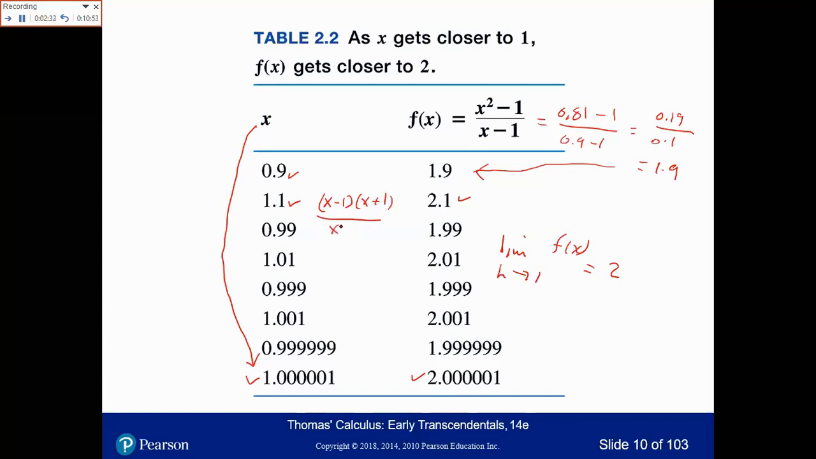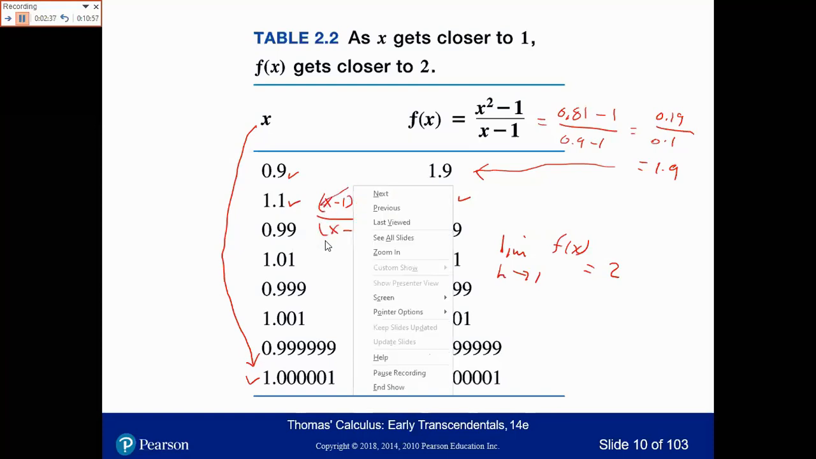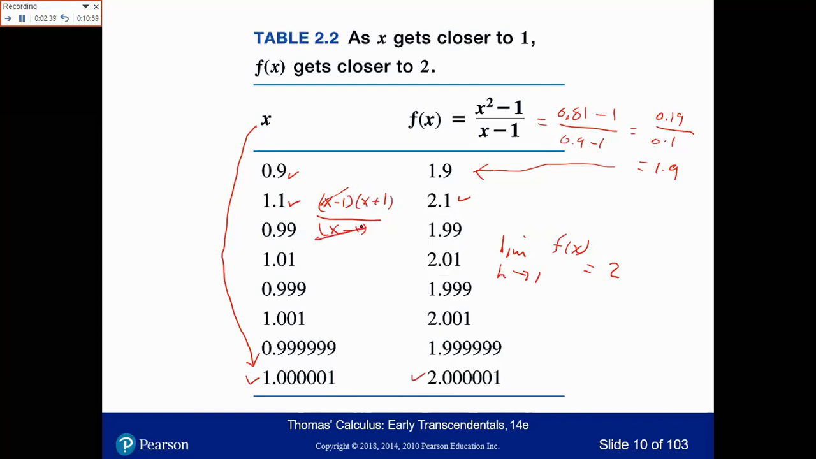X minus 1. This one. Correct? So I can just go ahead and delete x minus 1 with what? X minus 1, right? Since I got rid of the x minus 1, I can now plug x equal to 1. Before I cannot plug x equal to 1, why? Because if I put x equal to 1, I will be in trouble.